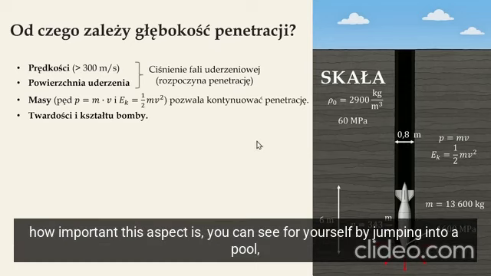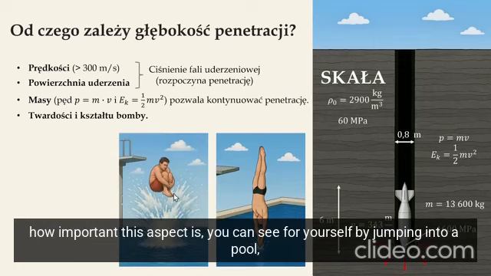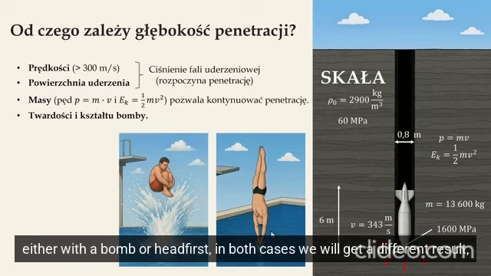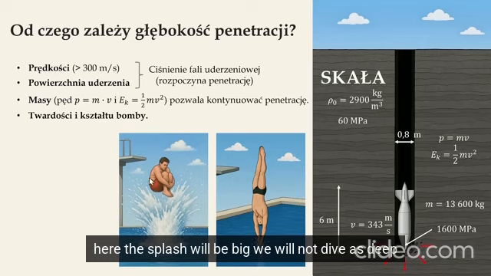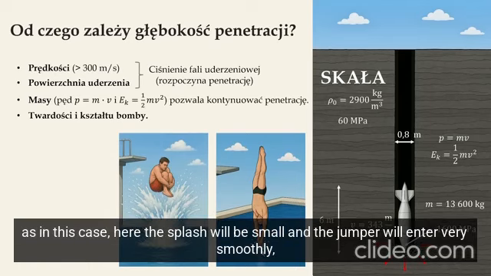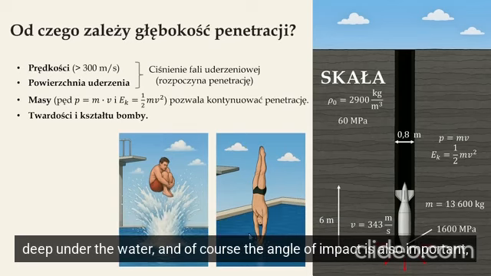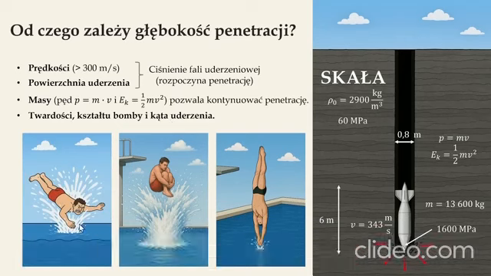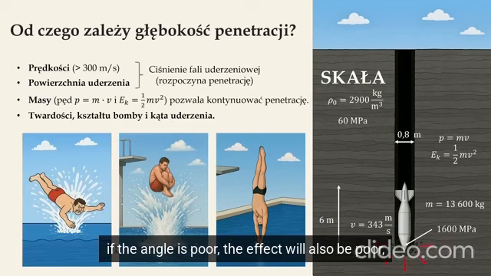How important this aspect is, you can see for yourself by jumping into a pool, either with a bomb or head first. In both cases we will get a different result. Here the splash will be big, we will not dive as deep. In this case, the splash will be small and the jumper will enter very smoothly, deep under the water. And of course the angle of impact is also important. If the angle is poor, the effect will also be poor.